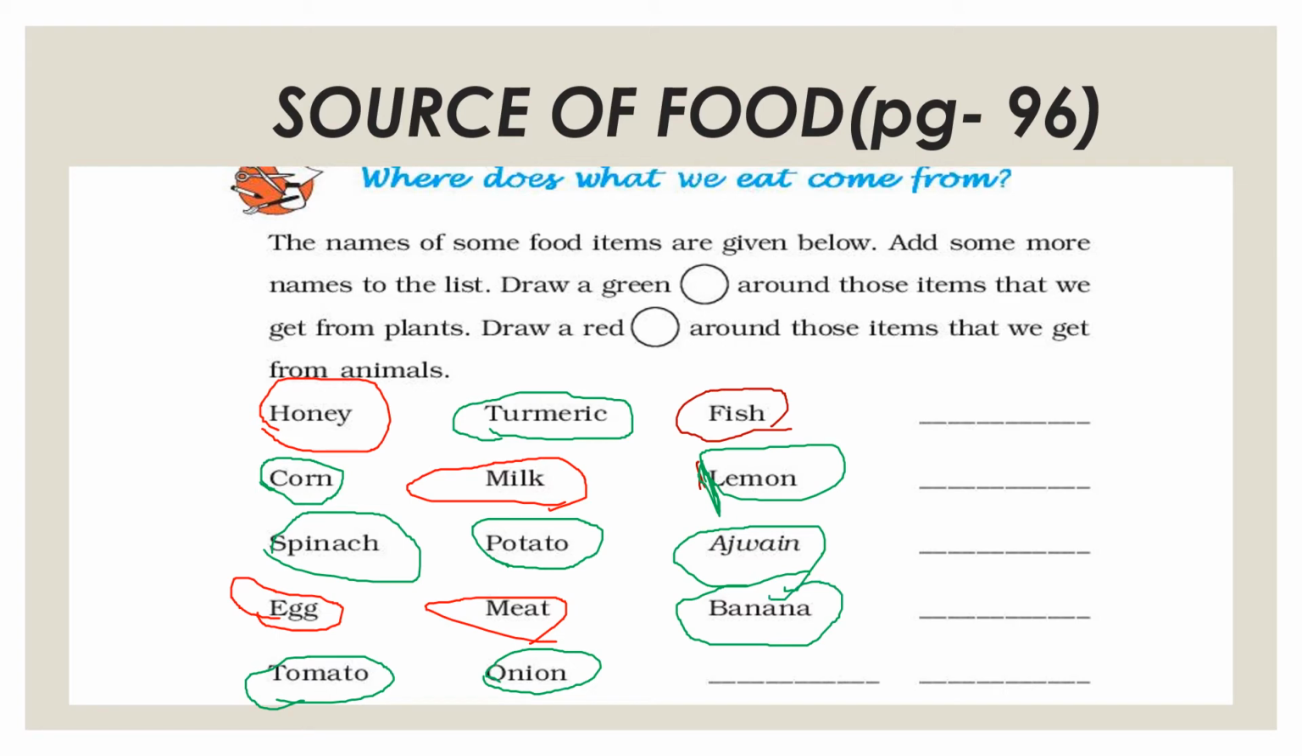Okay, students, so did you enjoy this activity? You did, right? Great. Now over here, students, you can see there are some blanks. I would request all of you to fill these blanks up with food items of your choice. And then with a red color pencil and a green color pencil, you will circle the food items according to where you get it from. So if you get it from animals, you will circle it with red. And if you get it from plants, you will circle it with green.